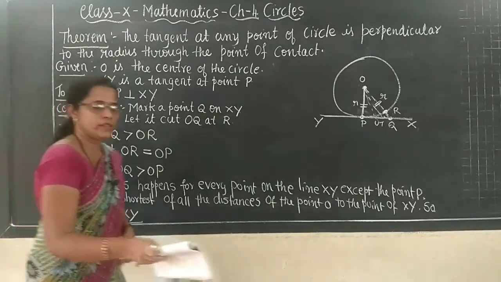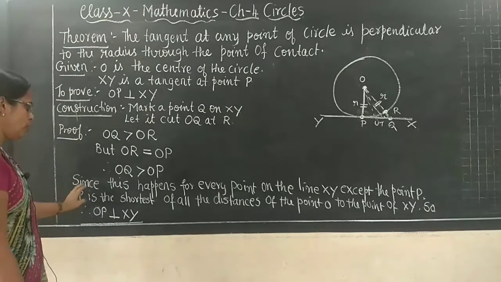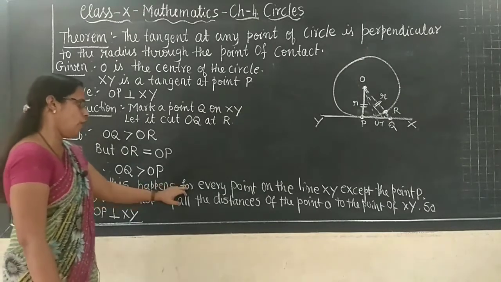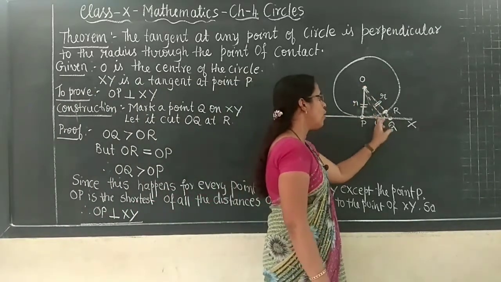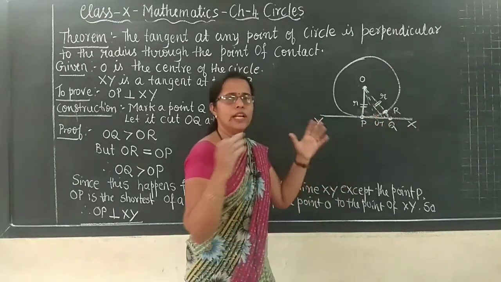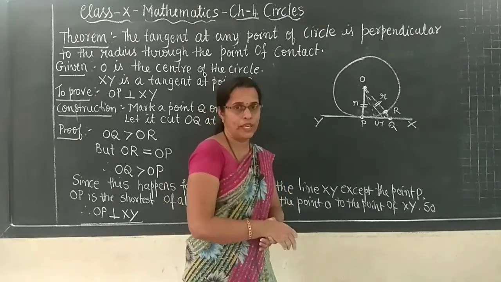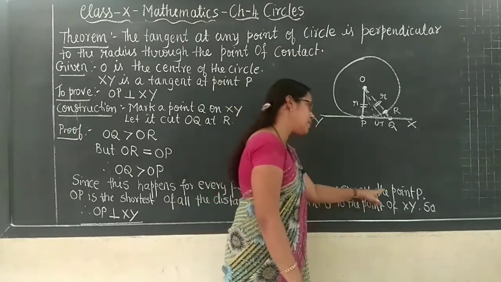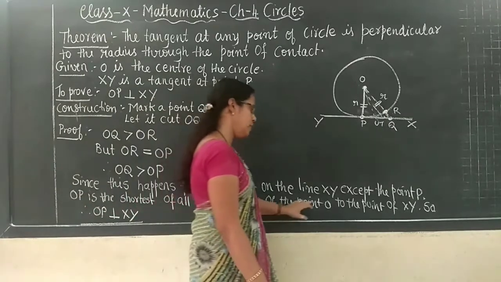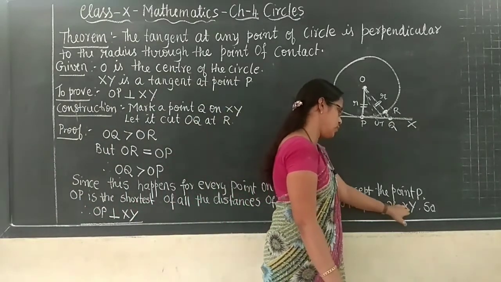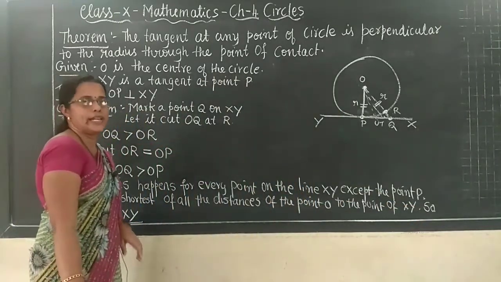It is a bit theoretical, but you have to write a very simple thing. Since this happens for every point on the line XY, all the lines you draw on the tangent are longer than this OP, except the point P. OP is the shortest of all the distances from the point O to the points of XY. So OP is perpendicular to XY.